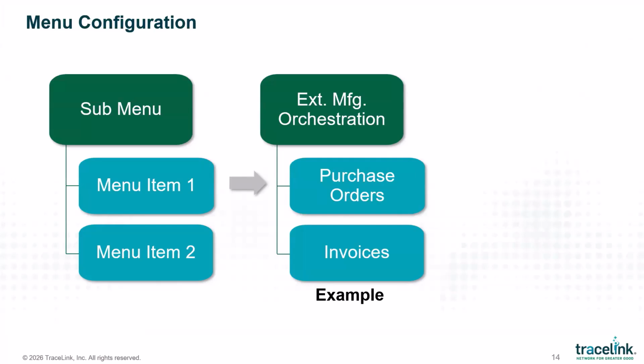In the Opus user experience, the menu consists of submenus and menu items. A submenu is a grouping under a menu that organizes related menu items and helps categorize business objects by orchestration or use case. In this example, external manufacturing orchestration is a submenu. Purchase orders and invoices are menu items here.